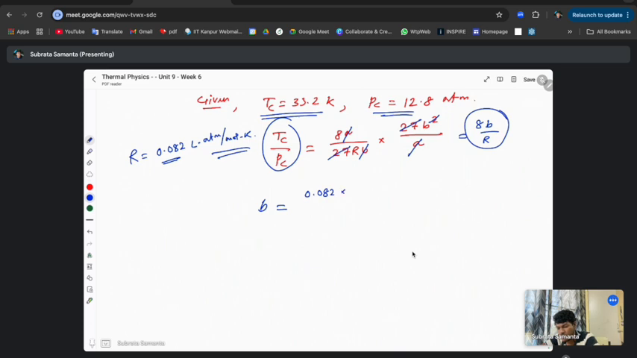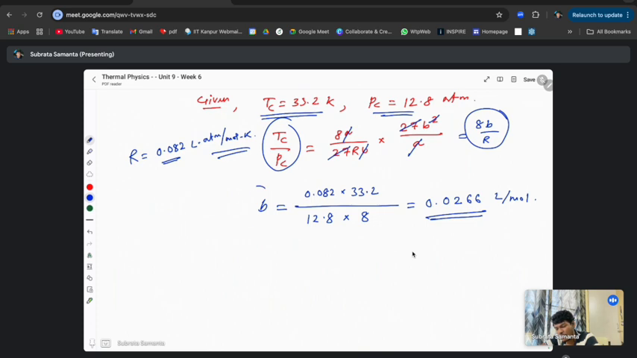0.082 times your value of TC, given as 33.2, and in the denominator the value of PC, which is 12.8 atm, and then 8. Once you calculate this, we get 0.0266 liter per mole. So this is the value of B.